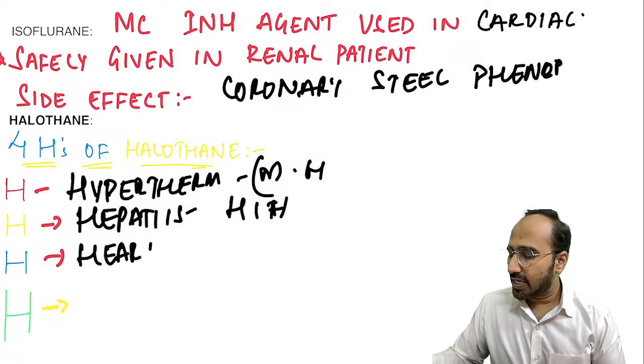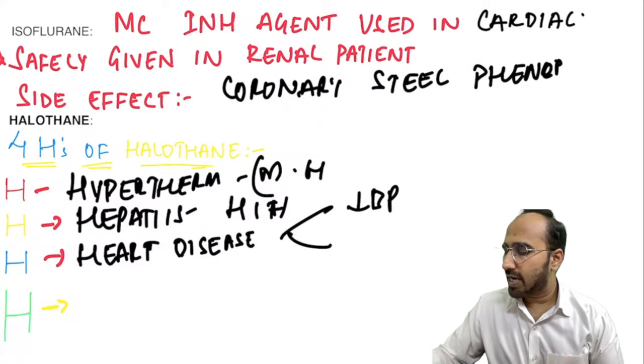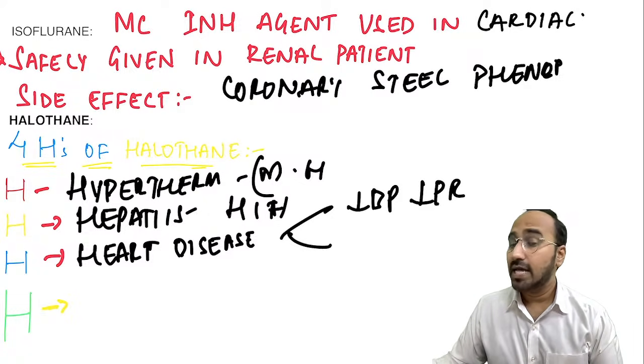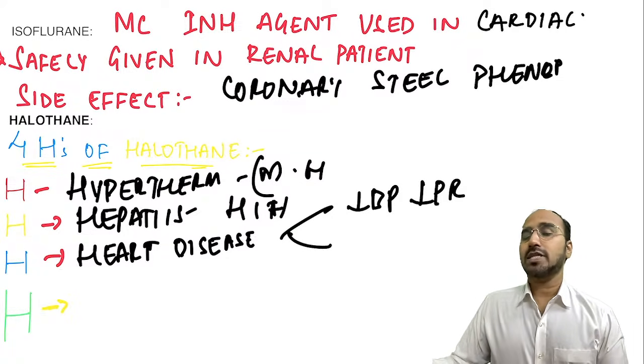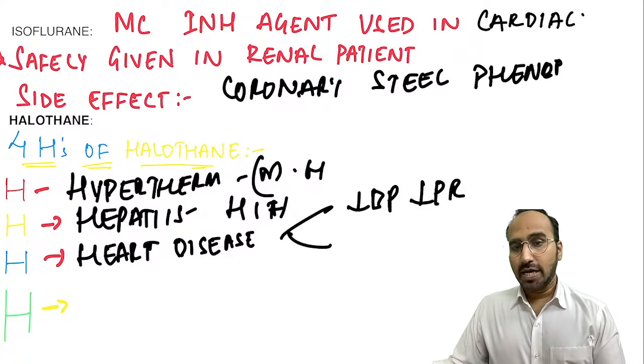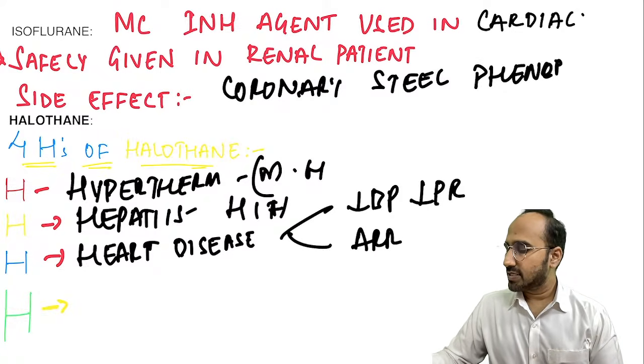Next head of halothane is what? Halothane is contraindicated if the patient has heart disease. Okay? Why? Because what will halothane do? It will cause hypotension and bradycardia. Apart from that, halothane can make the myocardium sensitive towards catecholamines, which can cause arrhythmias.